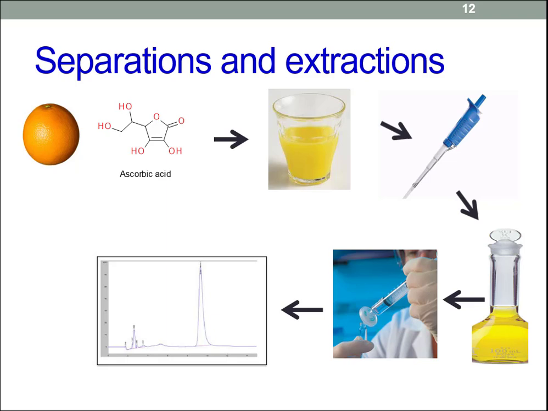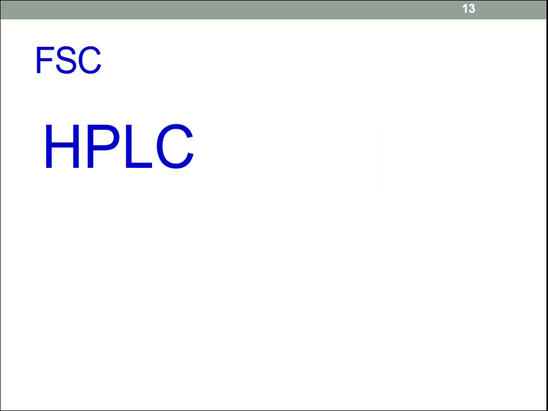We pipette a known volume of the juice, transfer it to a volumetric flask and make it up to a known volume. We can't put this in the HPLC machine straight away because it contains solids, so we often use a syringe filter, as shown in the picture there, to produce a sample that contains no solids. This can then be analysed by HPLC.